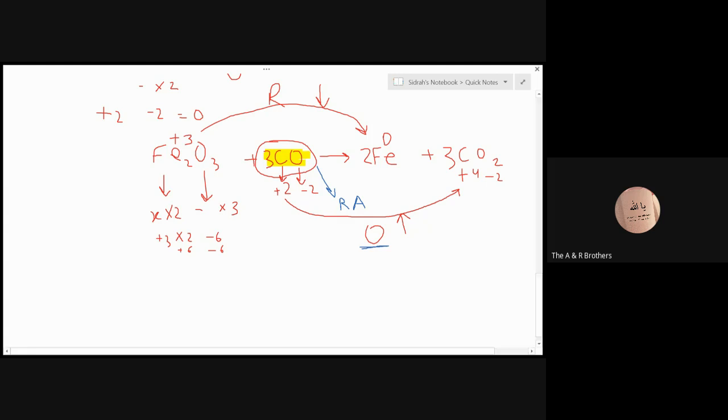Yes. Okay. So I was saying that whenever you have any particular species which is undergoing oxidation, it is going to be the reducing agent. And the one which is getting reduced is going to be the opposite. That means it is going to be the oxidizing agent.